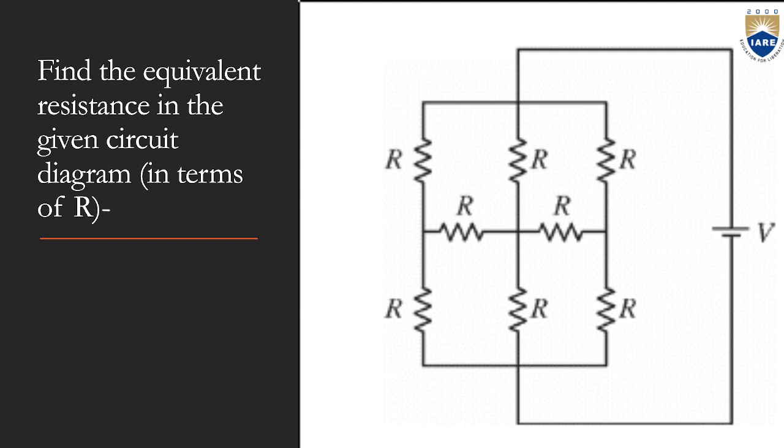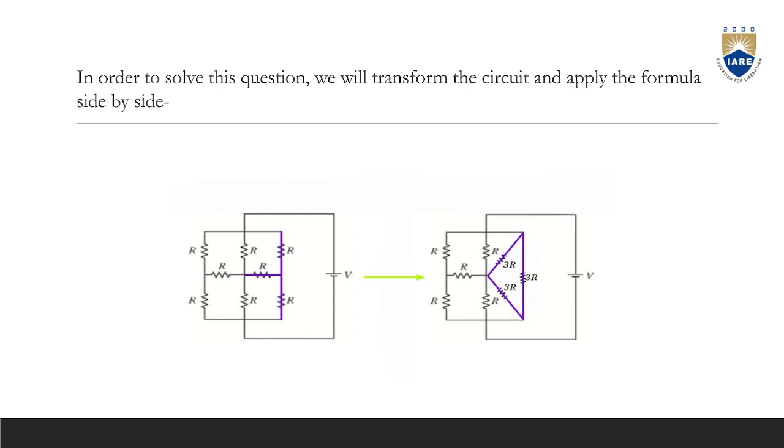Find the equivalent resistance in the given circuit diagram in terms of R. From the figure we can see that all the resistances are of R and the voltage is given in V, right? In order to solve this equation, we will transform the circuit and apply the formula side by side.